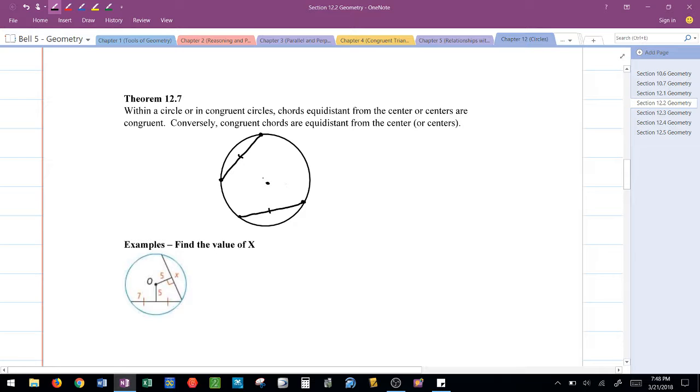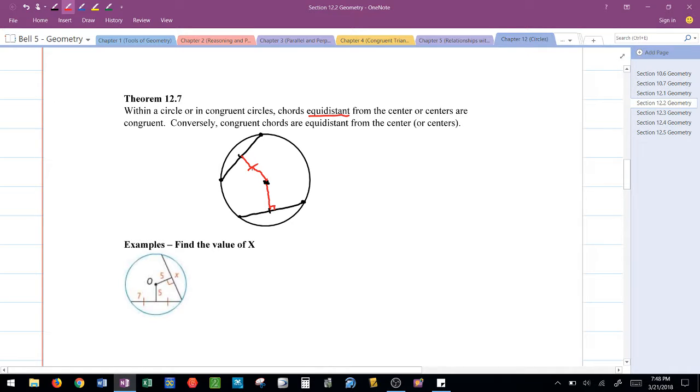Now, in the center of the circle, I know that I have this point right here. What this is telling me is the distance, the equidistant, is the key. The distance from the center to this chord, which remember has to be formed by a right angle if we're measuring distance, must be the same as the distance from the center to that chord.